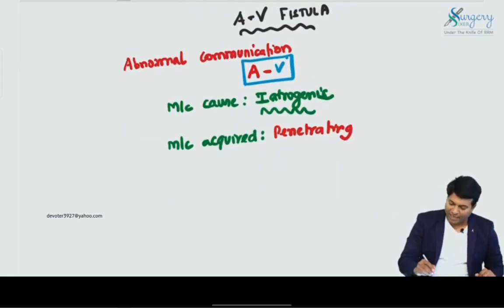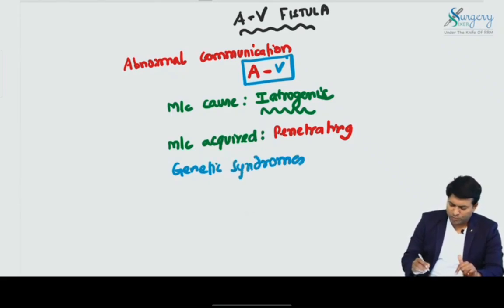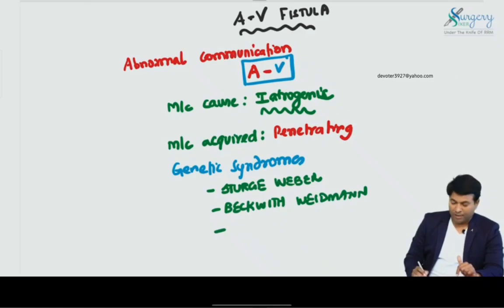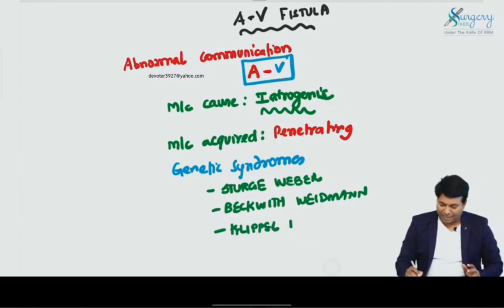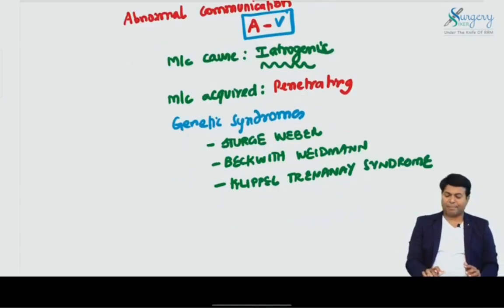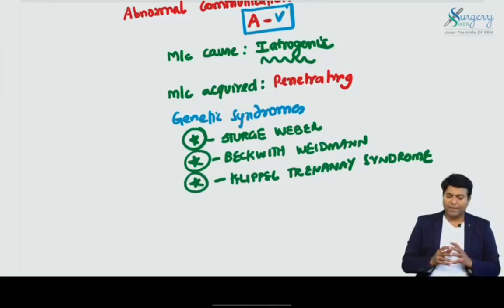Acquired is penetrating trauma, and there are some genetic syndromes which cause this AV fistula. What are genetic syndromes? Can you tell me? The genetic syndromes are Sturge-Weber syndrome, Beckwith-Wiedemann syndrome, and Klippel-Trenaunay syndrome. Actually, it's a controversy whether Klippel-Trenaunay really has an AV fistula or not. Klippel-Trenaunay syndrome we are going to discuss in detail in the varicose vein chapter. So the genetic syndromes associated with AV fistula are Sturge-Weber, Beckwith, and Klippel-Trenaunay.